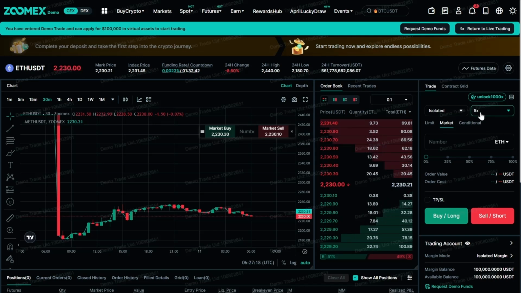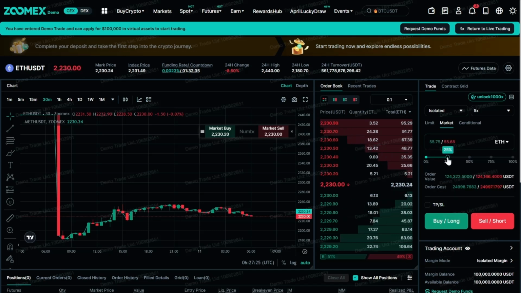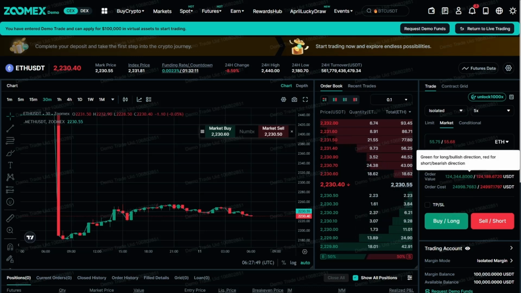Since we have a 5x long and 100,000 in demo funds, I'm not going to use my whole balance, so we're going to trade about 25,000 worth of ETH. That's what we're going to buy. This is what our order is going to cost, and with our leverage, this is the value of our order right here.